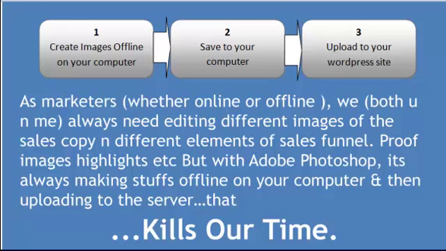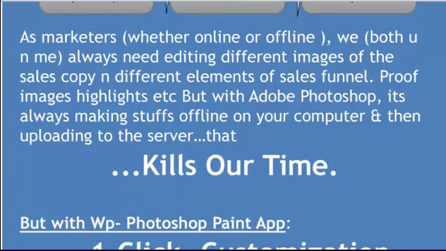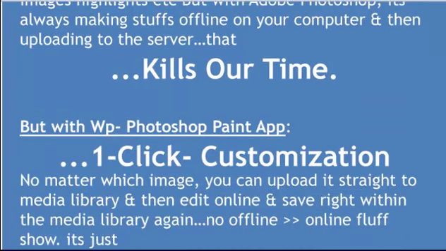Okay, so when you prepare images and all other elements of the sales copy with Adobe Photoshop, then it's always making stuff offline on your computer and then uploading it to the server. Okay, that sort of kills our time a lot. But with Adobe Photoshop Paint app, what you can do is you can just one click customize any of the image. No matter which image, you can upload it straight to the media library and edit online and save right within the media library. Okay, again, no offline, no online fluff.